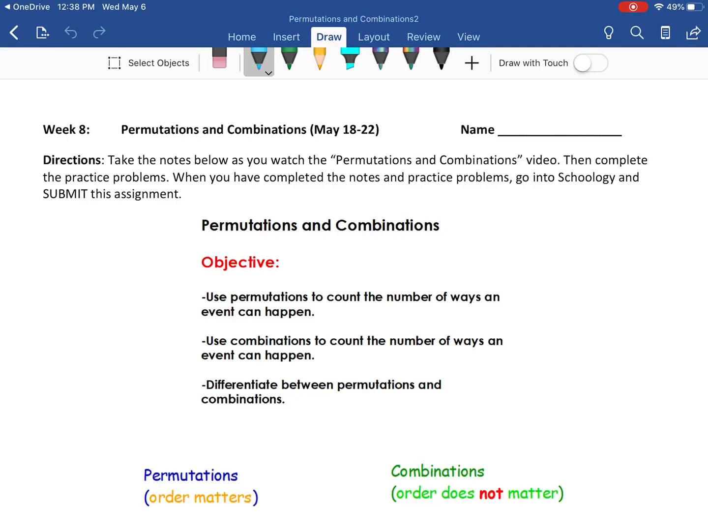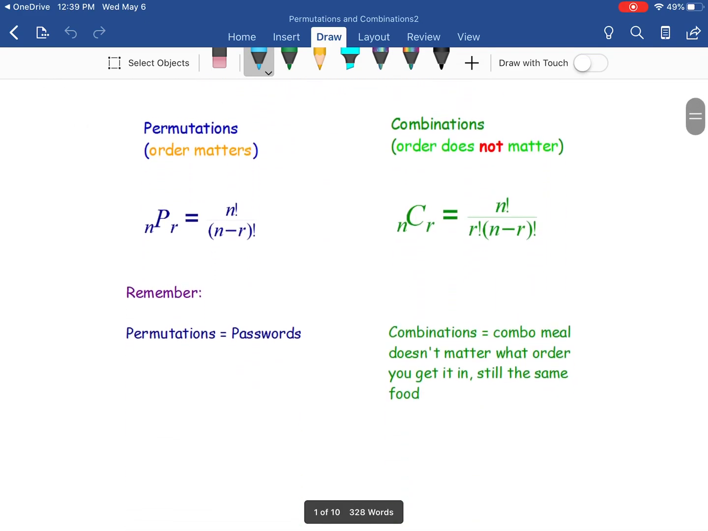All right, so today we're talking about permutations and combinations, which is one of my personal favorite topics in Algebra 1. Building off our fundamental counting principle and our factorial, permutations and combinations are formulas that we use in order to count the number of ways an event can happen. That's what we're focusing on, figuring out the number of possibilities for a specific situation.